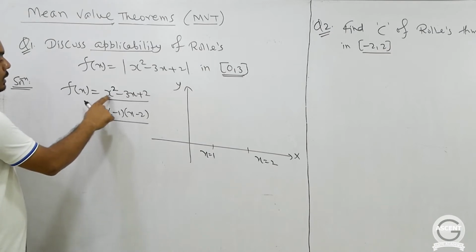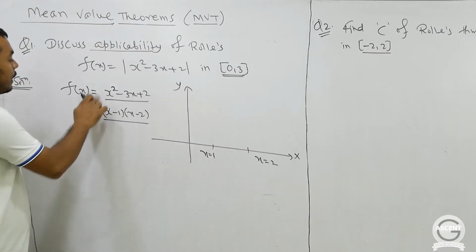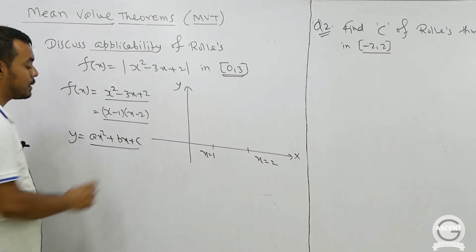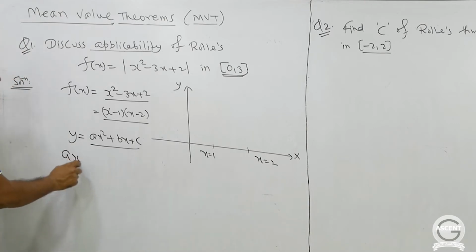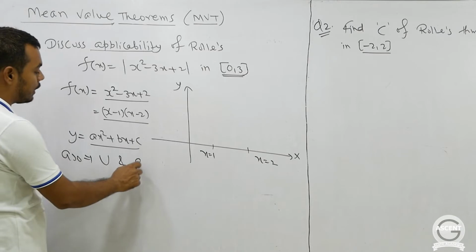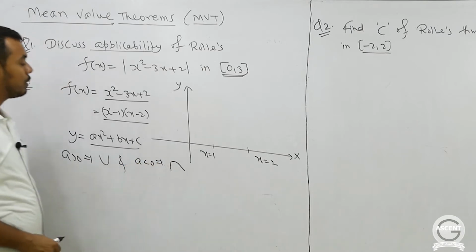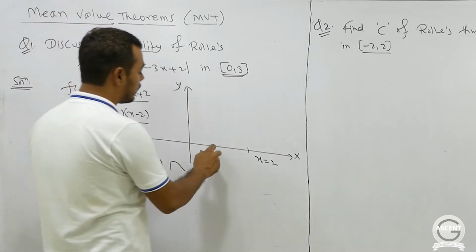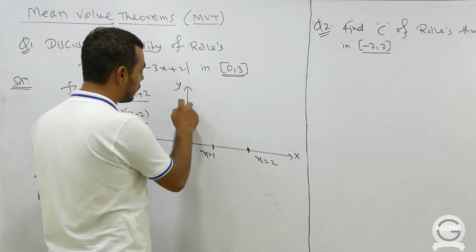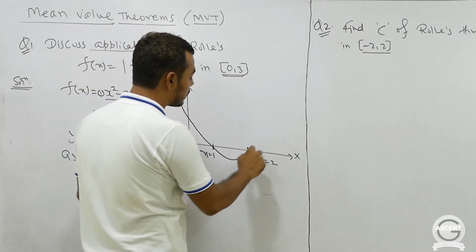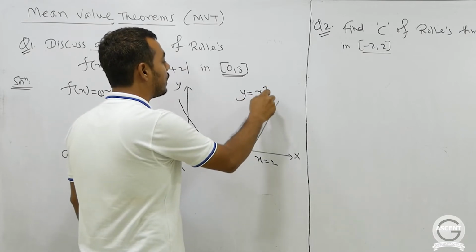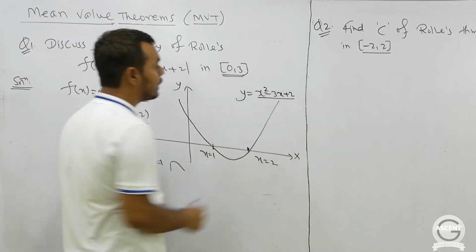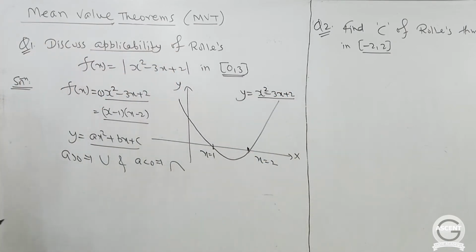So we all know that a quadratic expression in x is an equation of a parabola. Remember that the equation ax square plus bx plus c will always represent a parabola. If a is positive, it will be an upward parabola, and if a is negative, it will be a downward parabola. So here, since the coefficient of x square is positive, it will be an upward parabola, and this parabola will give us 0 value at these two points. So you will get a curve something like this. This will be your graph of y equals x square minus 3x plus 2.